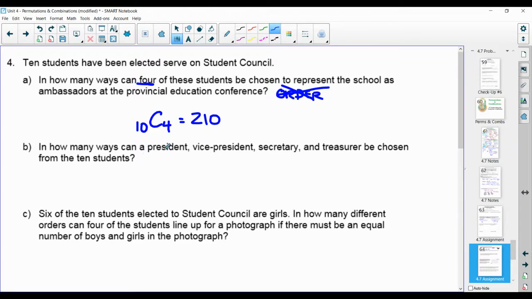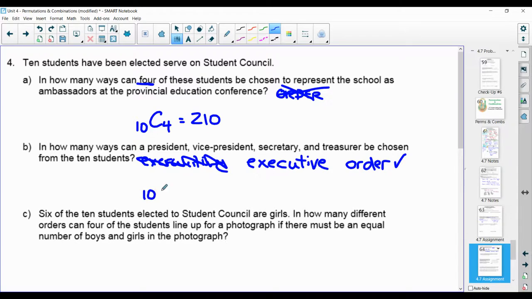In how many ways can a president, a vice president, a secretary, and a treasurer be chosen? Well, this is an executive. That's a really bad way to spell executive. Let's see. Executive. So that means order does matter. And so this is going to be permutations. 10 pick 4. Definitely have more arrangements this time.